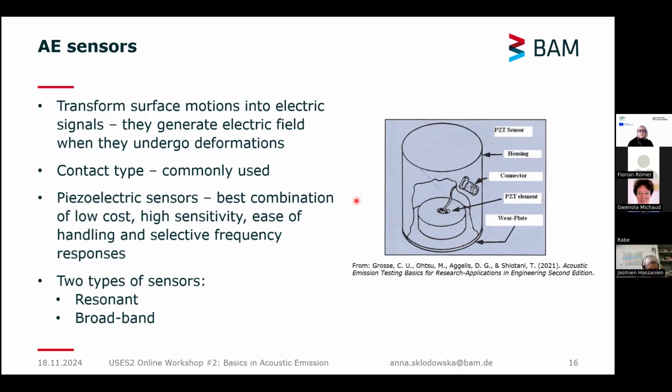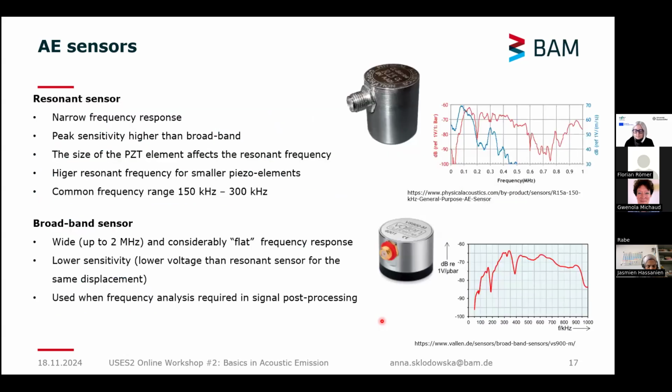Usually the type of transducer used almost exclusively in acoustic emission testing are sensors that exploit the piezoelectric effect of PZT elements. This is a lead zirconate titanate element, which transfers displacement into voltage. The most common type are the contact type. Piezoelectric sensors are used since they are the best combination of low cost, high sensitivity, ease of handling and selective frequency responses. We have two different types of sensors used in acoustic emission. One is resonant and one is broadband. And those are the differences between them.